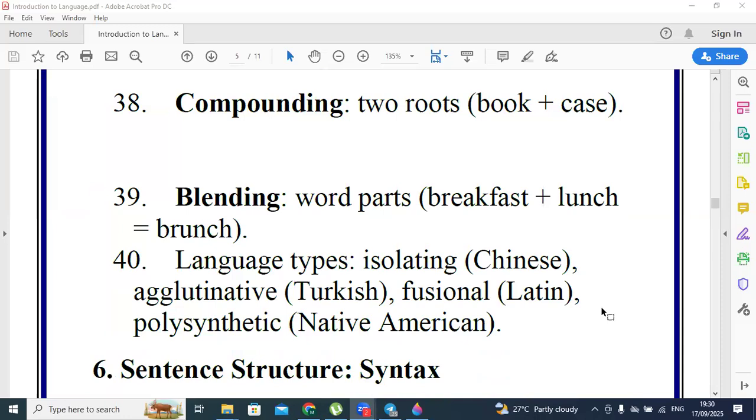Language types: isolating, Chinese; agglutinative, Turkish; fusional, Latin; polysynthetic, Native American.